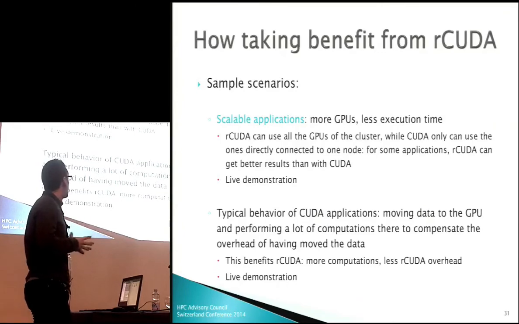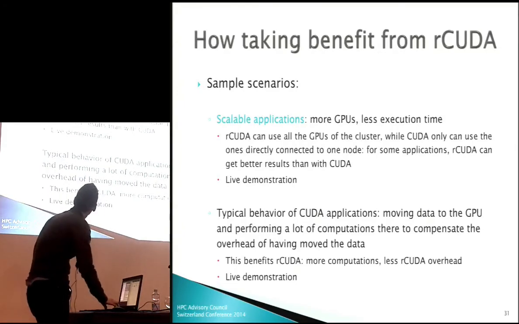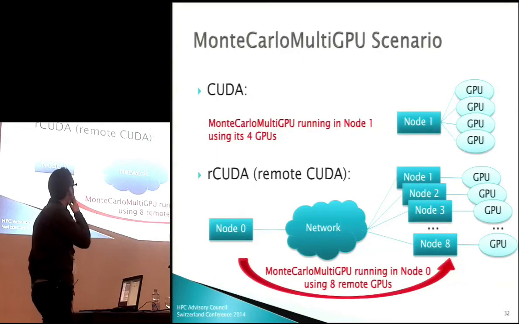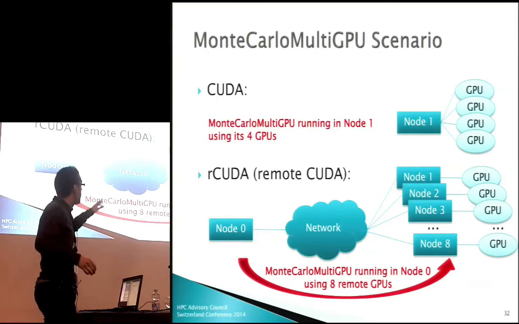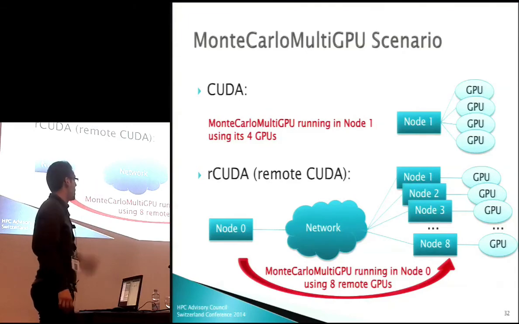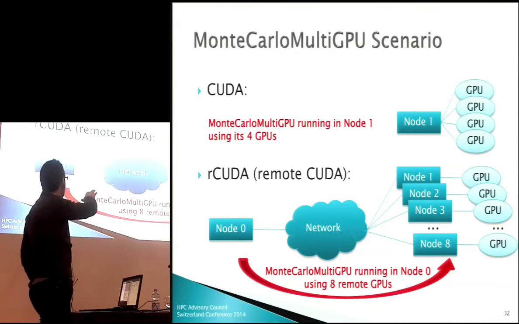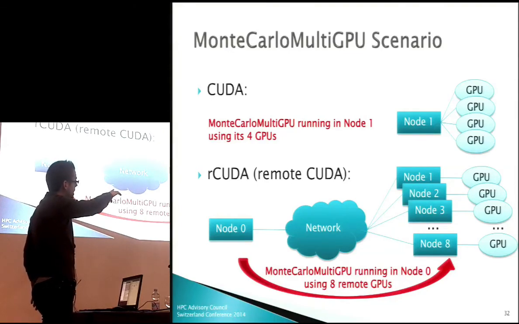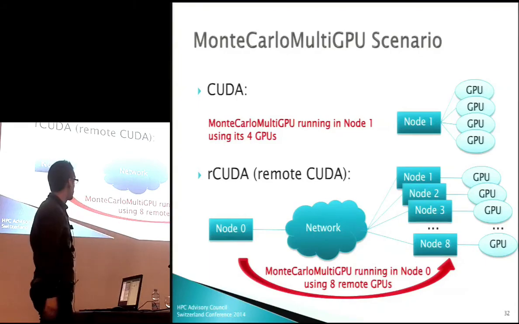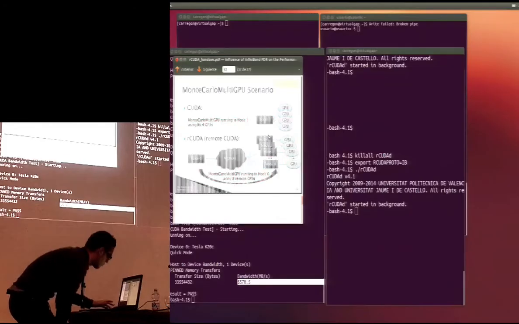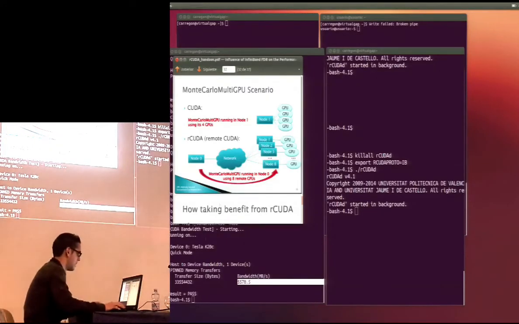So we are going to illustrate that with a sample which is called Monte Carlo multi-GPU, and we are going to compare CUDA with a node which has 4 physical GPUs, and we are going to compare this against rCUDA using 8 GPUs in 8 different remote servers. So let's try if we can do it.